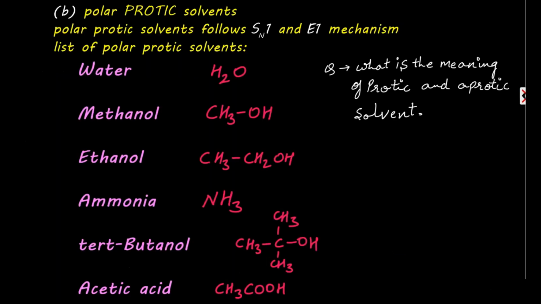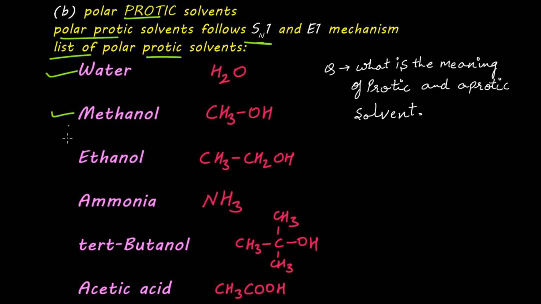Now the second one is, if polar protic solvent is there, then SN1 mechanism will take place. This is the list of some polar protic solvents that you can write down. First one is water, then methanol, then ethanol, ammonia, tertiary butanol, acetic acid. These are some polar protic solvents.